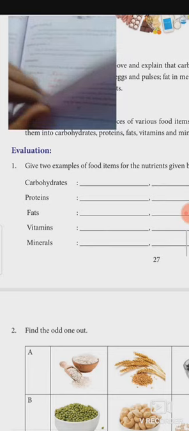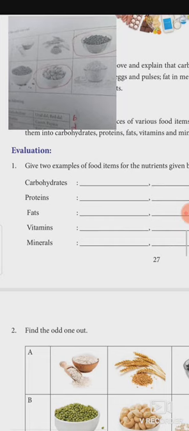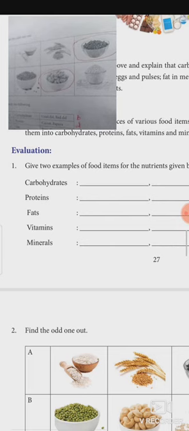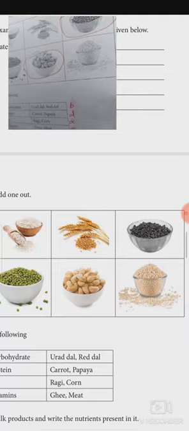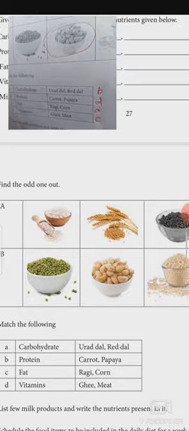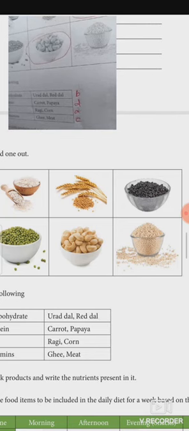And the second question they asked, find out the odd one out. From the first row, third one is odd one out. Since first row consists of carbohydrate, the pepper is given in the first row, it is the odd one. And from the second row, second one is odd one. Protein rich food has been given. At the center, they have given food rich in fat.